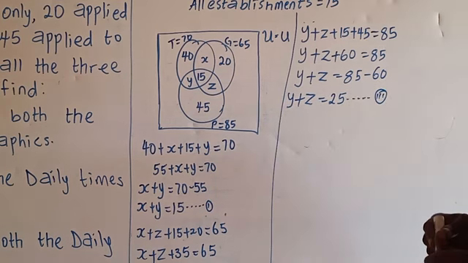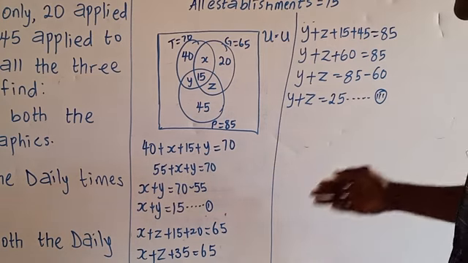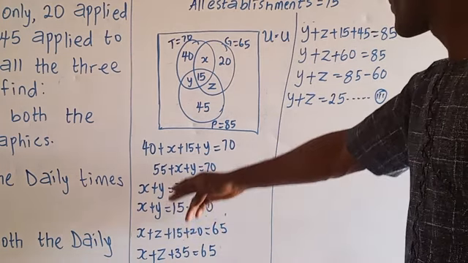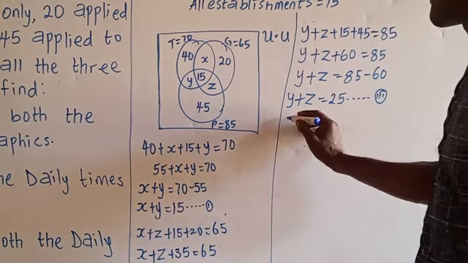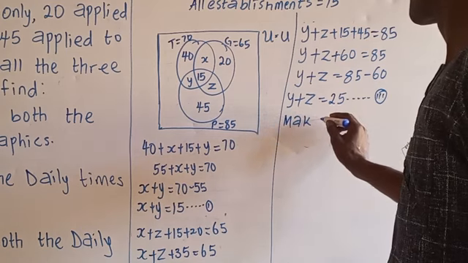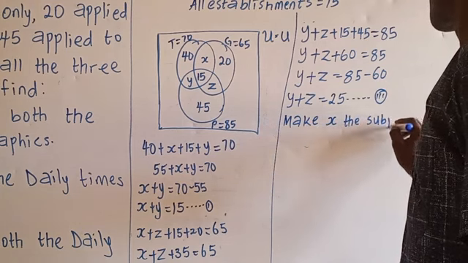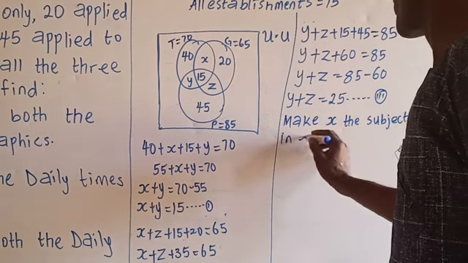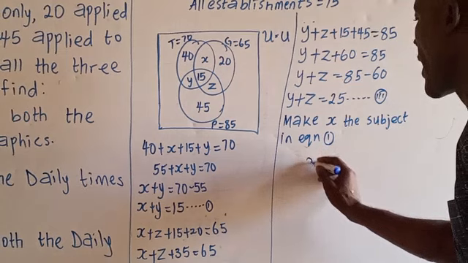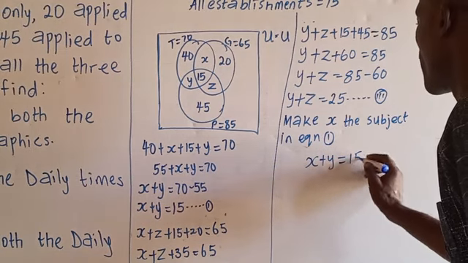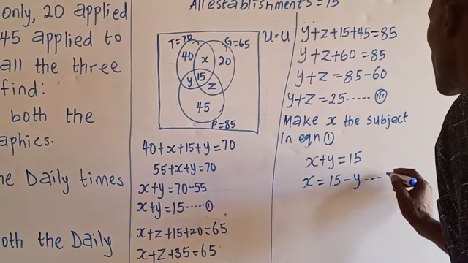Now what we need to do is solve equation 1, equation 2, and equation 3 simultaneously. To make it easier, I can make x the subject of the formula in equation 1. From this place, x plus y was 15. So x equals 15 minus y, which I can call equation 4.